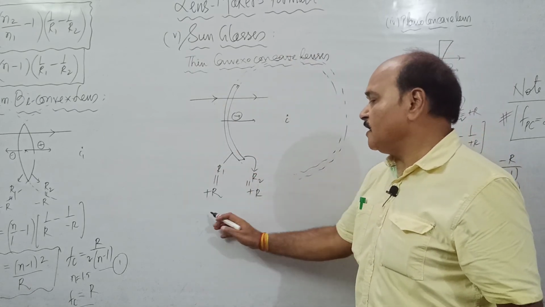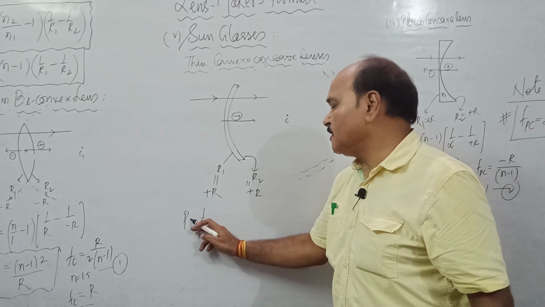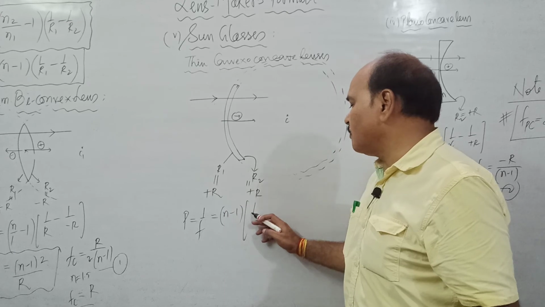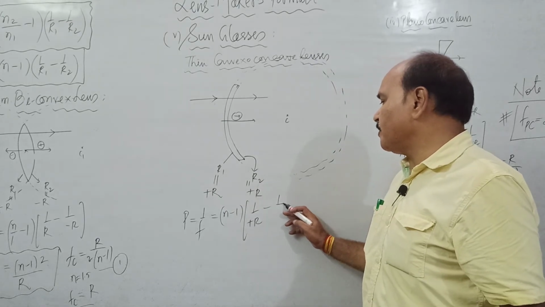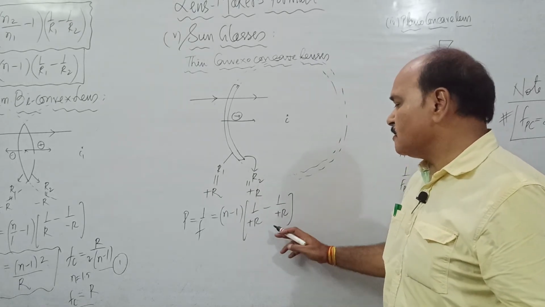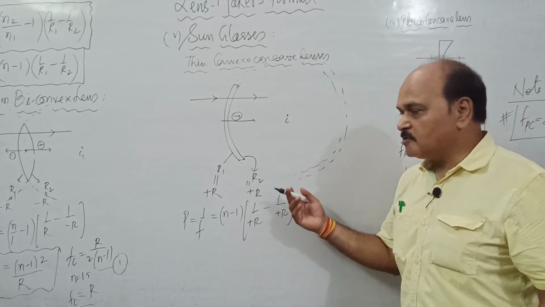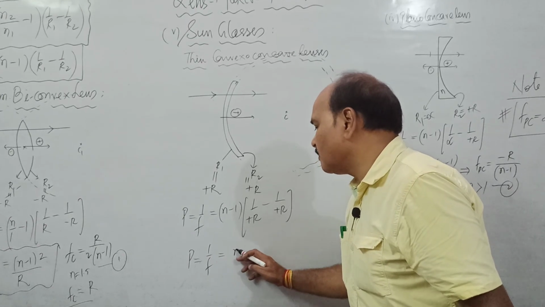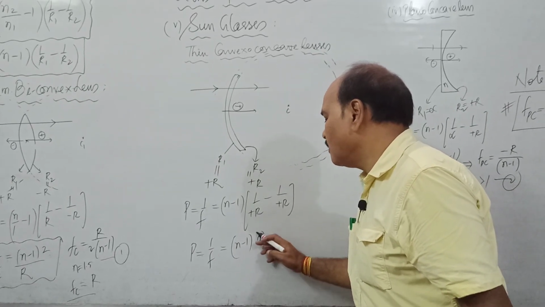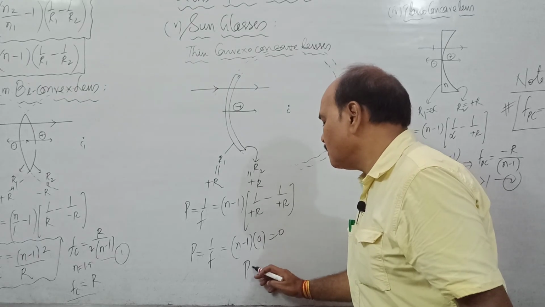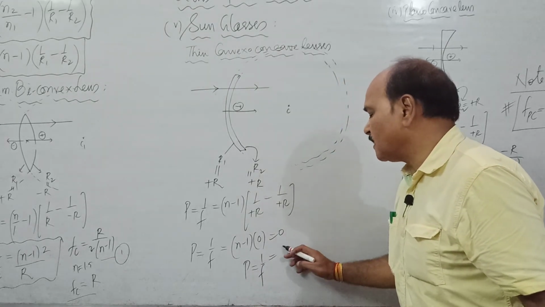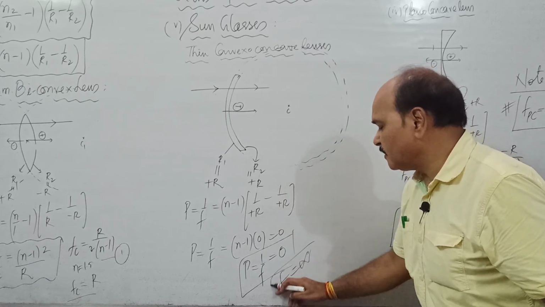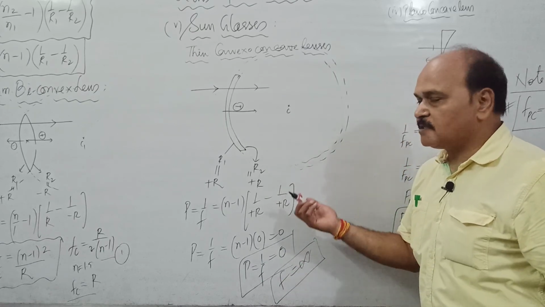Both are positive. In that case, what is the focal length? 1 upon F is going to be n minus 1 into 1 upon R1, which is plus R, minus 1 upon R2, which is plus R. So 1 upon R minus 1 upon R is what? 0. That means P, which is equal to 1 upon F, is n minus 1 into 0, and that is 0. So the power of sunglasses is 0, or the focal length of the sunglasses is infinite.